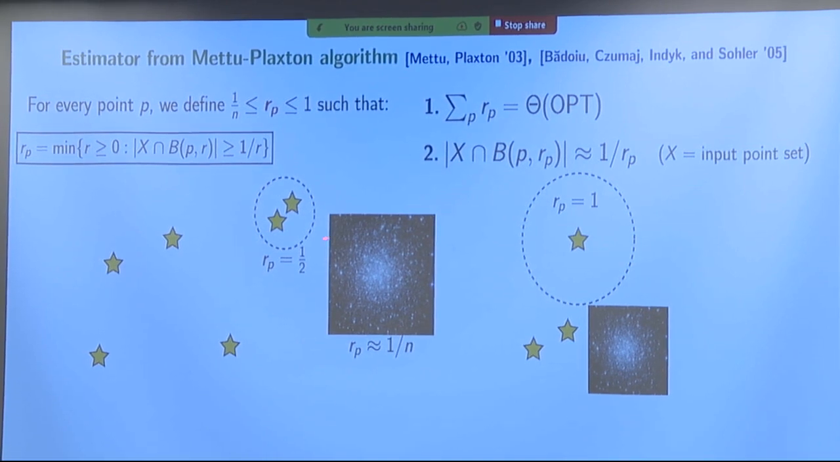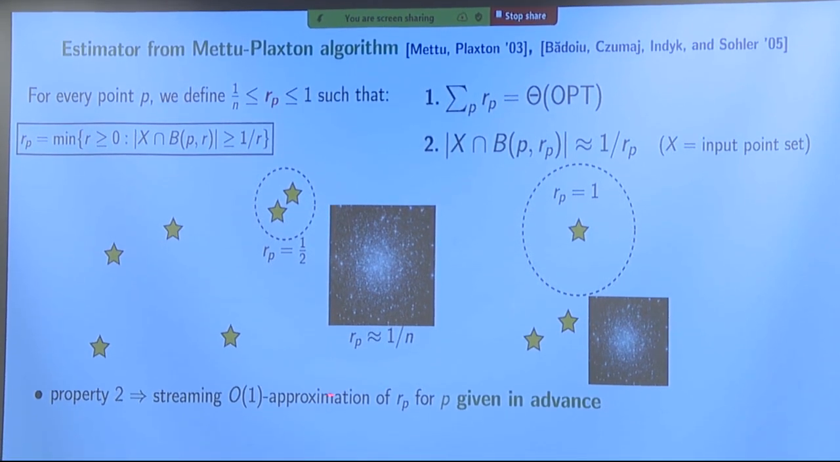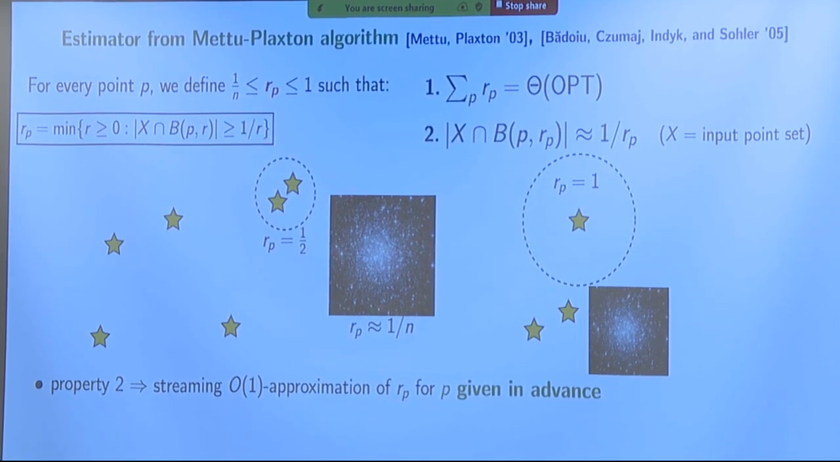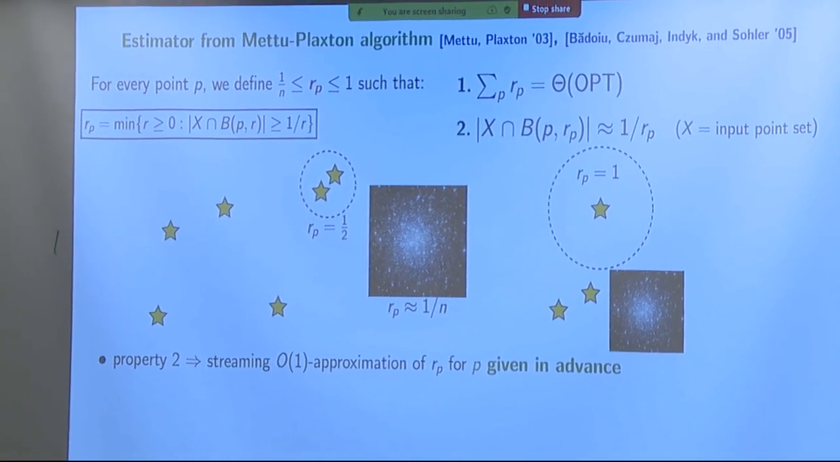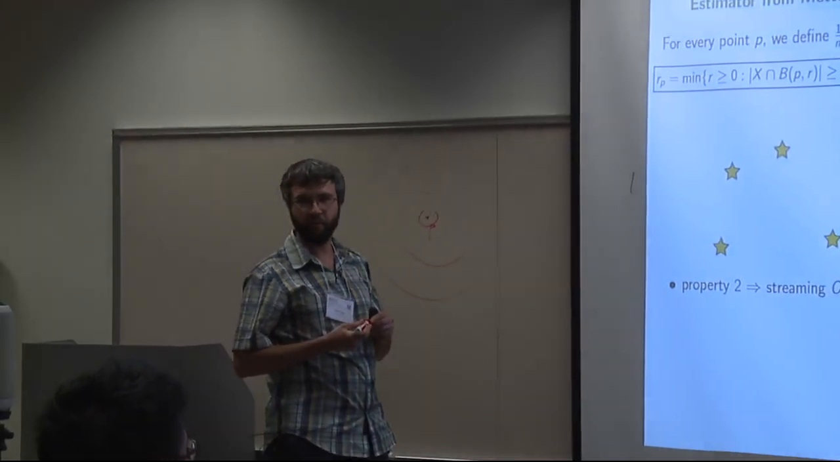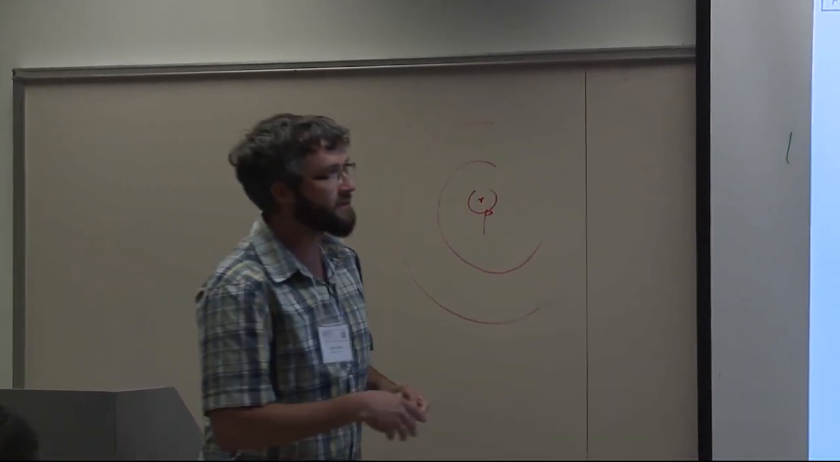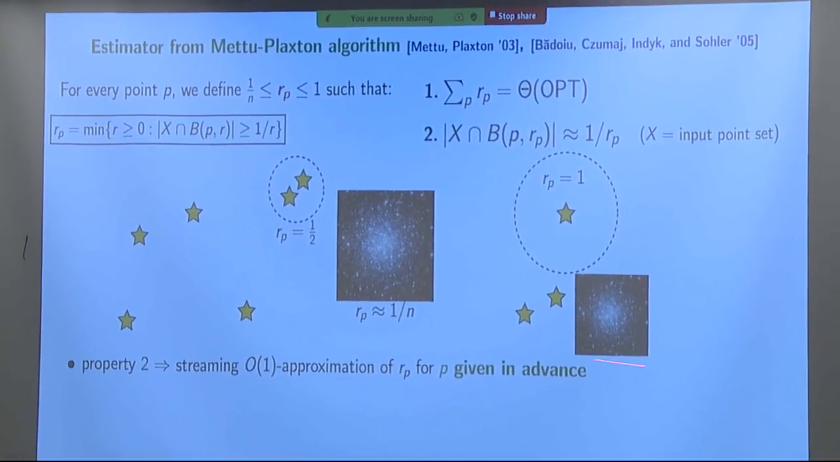And if you think about the second property for a while, you can derive a simple low-space streaming algorithm that gives constant approximation of r_p for any point p I can give you. But I need to give you this point at the beginning, right? So what I do is make concentric balls around this point, and I count the number of points inside these balls, and I take the smallest radius when this exceeds 1/r. Okay, this is great, but p is given in advance.